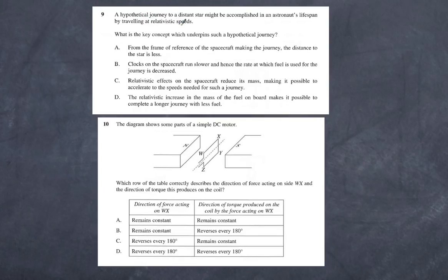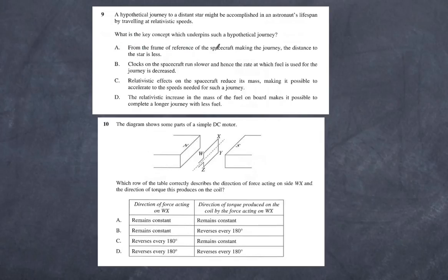A hypothetical journey to a distant star might be accomplished in an astronaut's lifespan by travelling at relativistic speeds. What is the key concept which underpins such a hypothetical journey? There are 3 consequences of relativistic speeds: time dilation, length contraction, and mass dilation, but it depends from which frame of reference you're referring to. So let's have a look at the 4 responses.